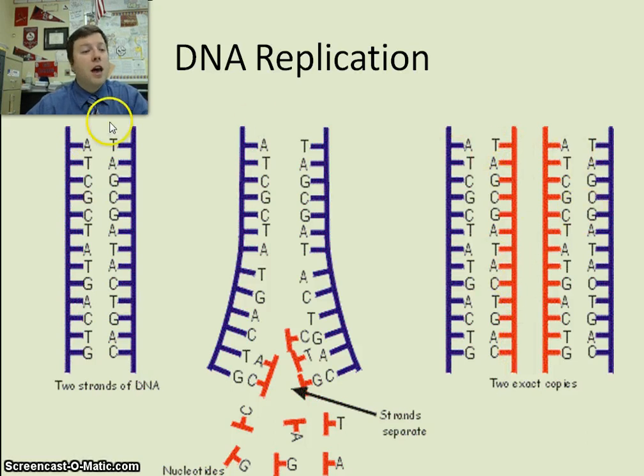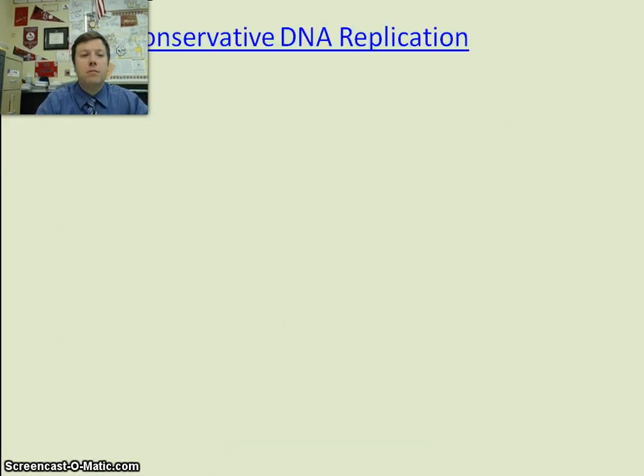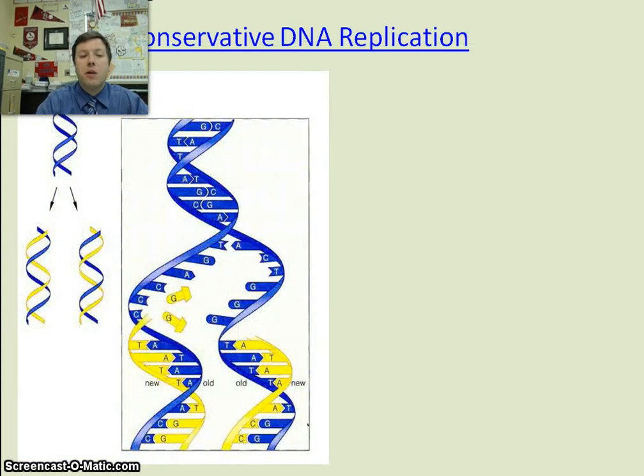So let's look. AT, AT, and AT. TA, TA, and TA. That's exactly how that works. So you can see the blue strand is the old and the red strands are the new. They call this semi-conservative DNA replication. It means that half of each new molecule is actually half of that old molecule. So only half of the information is new each time. So again, semi-conservative DNA replication.